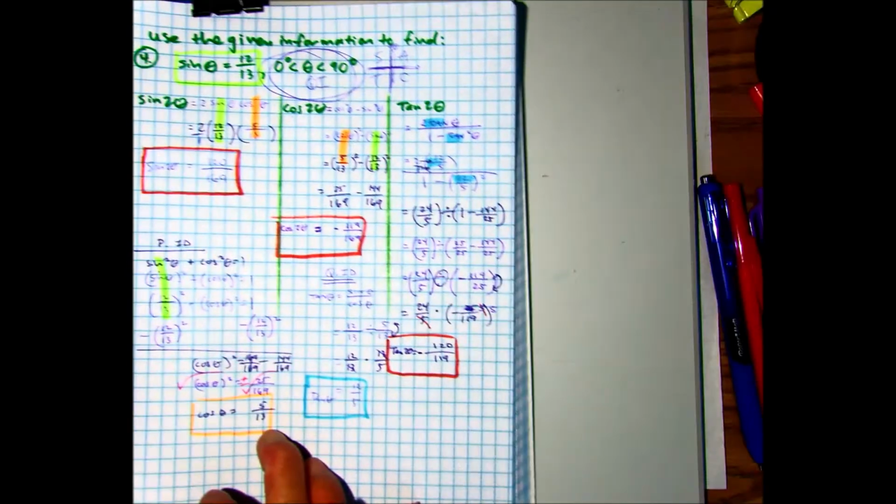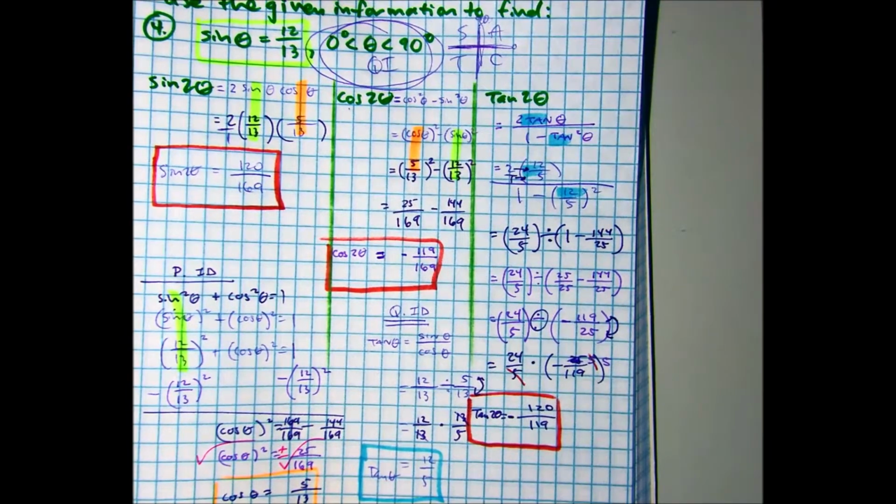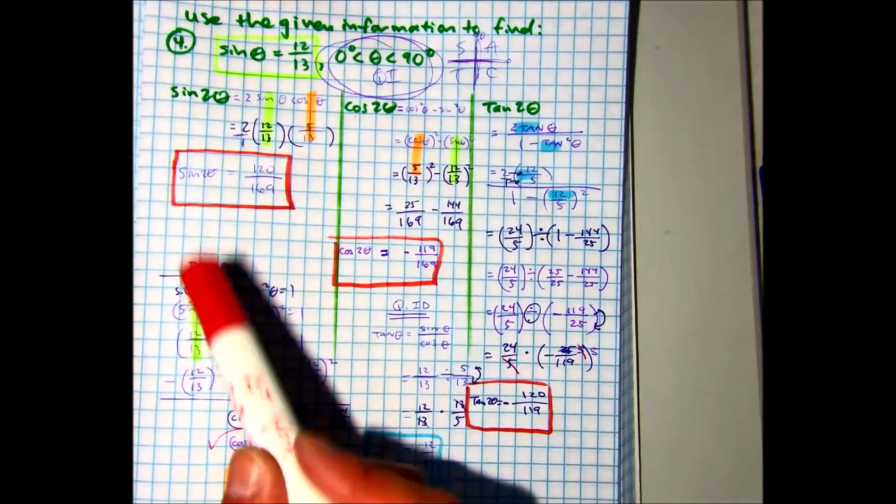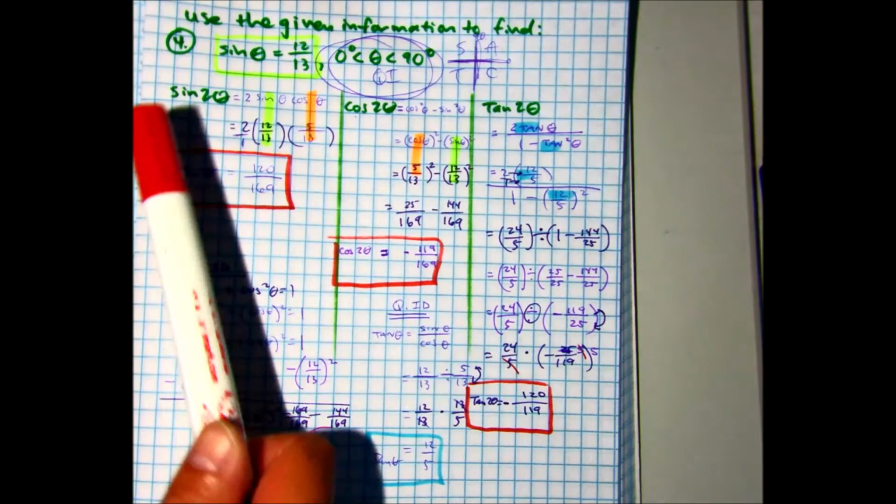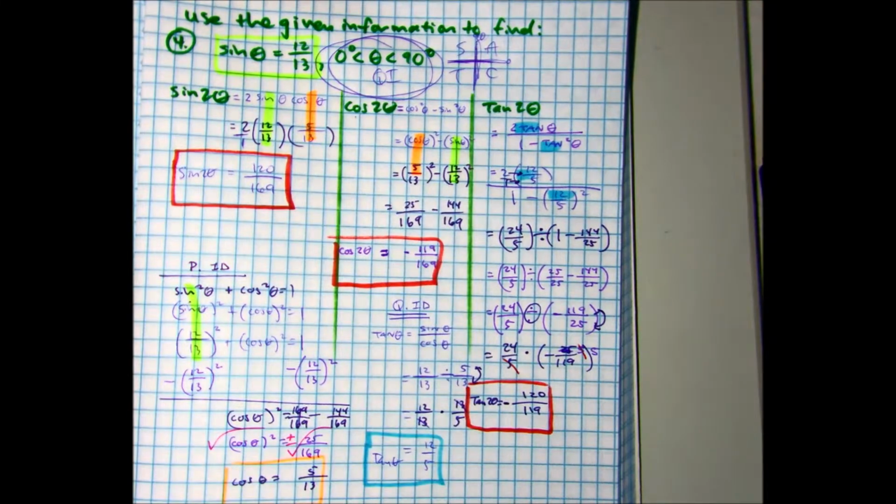So, what do we do in this problem? We were given the information sine of theta equals 12 over 13, quadrant 1. We were asked to find the double angle identities. Notice how you're using the other identities to help you find the ones that you need.